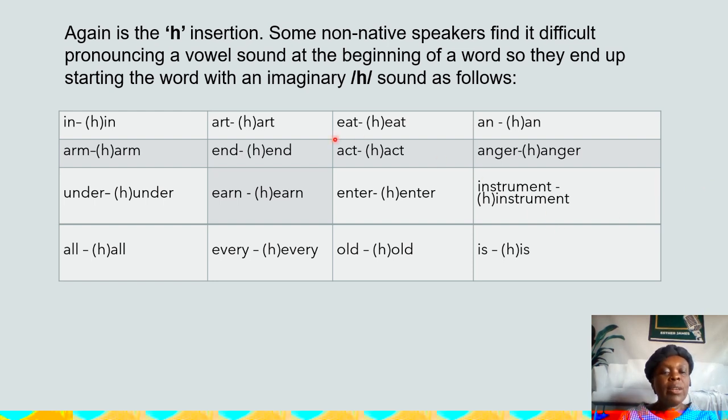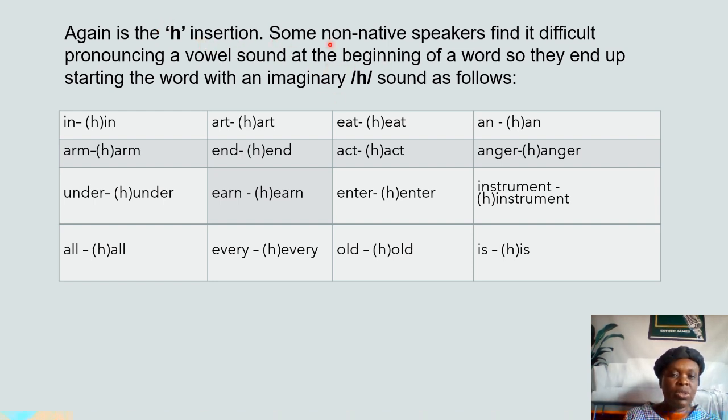Now let's look at the final factor that brings about insertion of sounds by the non-native speakers of the English language. Remember, in the second challenge of the non-native speakers, which we have as reduction or omission of sounds, we have H factor omission. So now, in this challenge of insertion of sounds, we also have H factor insertion. Some non-native speakers find it difficult pronouncing a vowel sound at the beginning of a word. When a word begins with a vowel letter or a vowel sound, they must slot in an H sound before they pronounce it. So they end up starting the word with an imaginary H as follows.